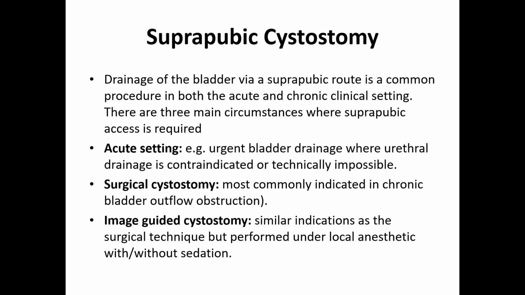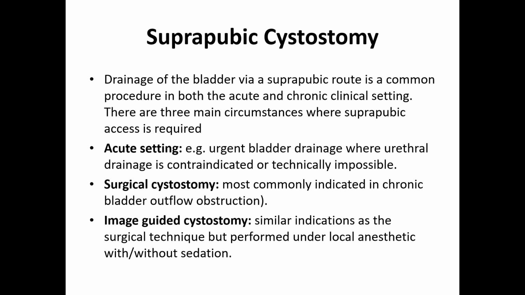Suprapubic cystostomy is drainage of the bladder via a suprapubic route. It's a common procedure in both the acute and chronic clinical setting. There are three main circumstances for suprapubic cystostomy. In the acute setting, you have acute retention of urine and you are unable to put a catheter through the urethra, whatever the cause is, whether due to a stone, trauma, bleeding, or because it is contraindicated due to severe infection to put a catheter from below. So you put a catheter from above.